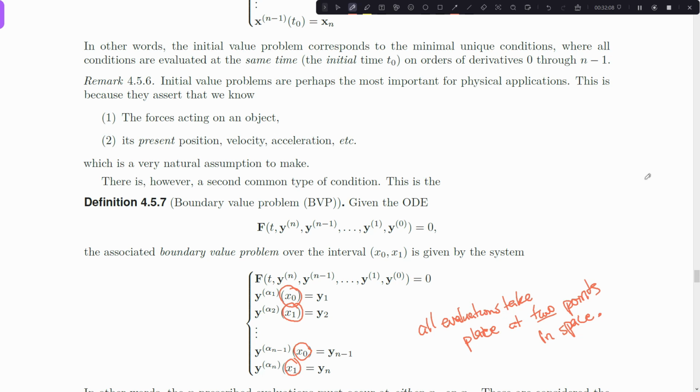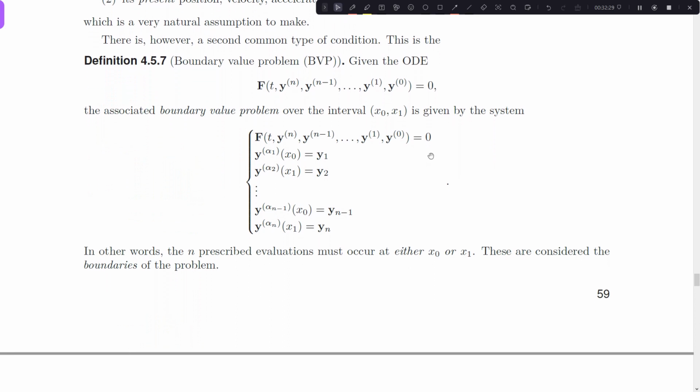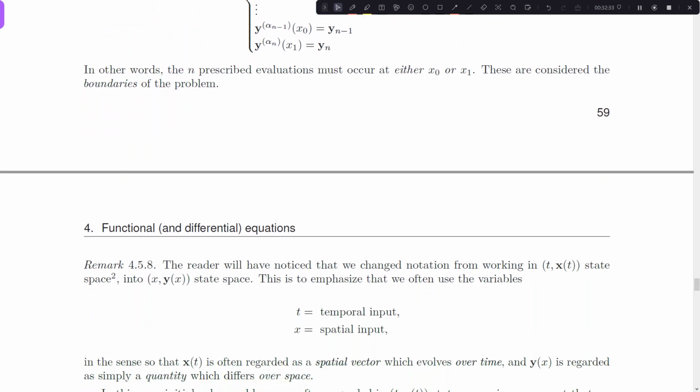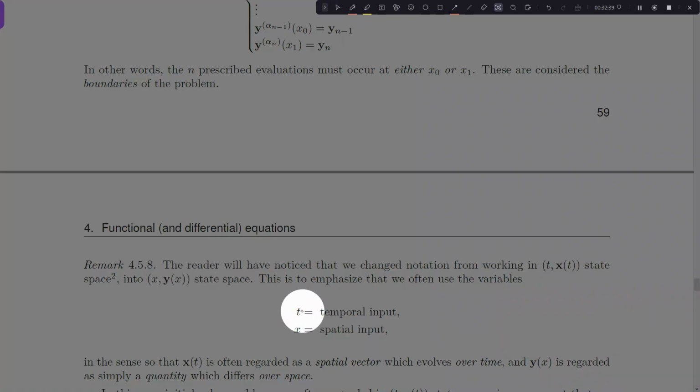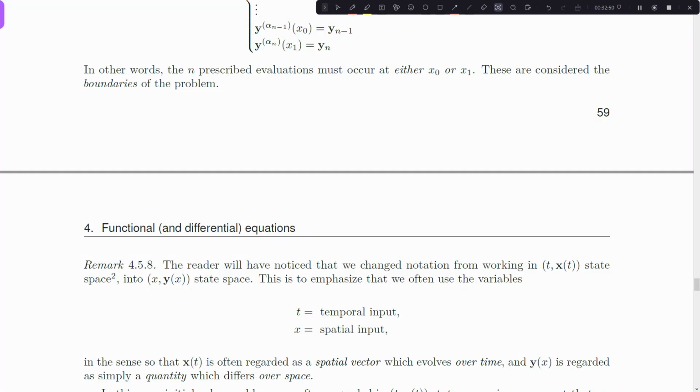And that's the only difference between the two. Boundary means I'm evaluating on the boundary. And in PDEs, it turns out to be a little bit more difficult than that. But at least in one dimension for ODEs, that means I'm only evaluating at 2 points in space for boundary value problems and 1 point in space for initial value problems. Okay, and this is what I was talking about earlier. We've switched notation from t, x to x, y. t is temporal input, x is spatial input, and then x would be regarded as a spatial vector, which evolves over time. y is regarded as a quantity, which changes over space. And these are two very physical ideas that you can give ordinary differential equations.